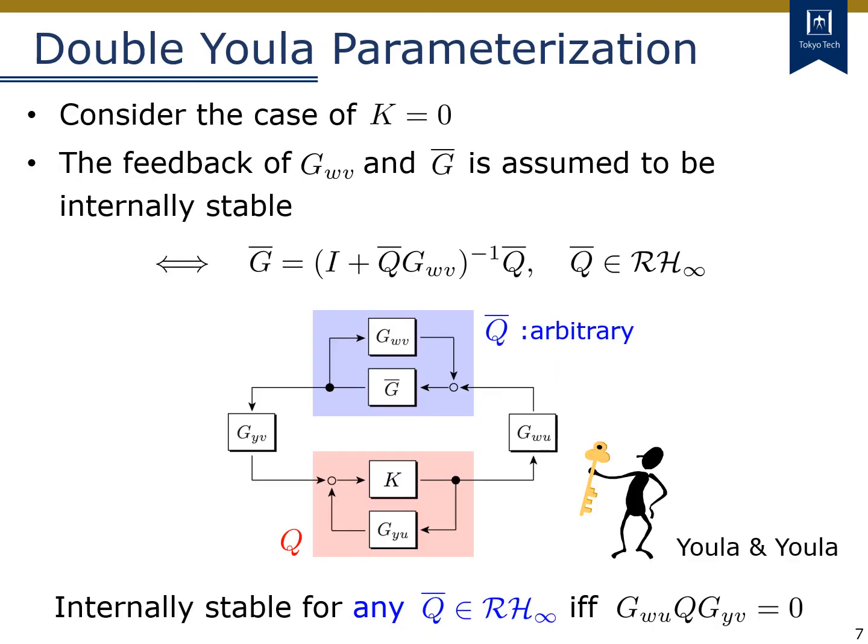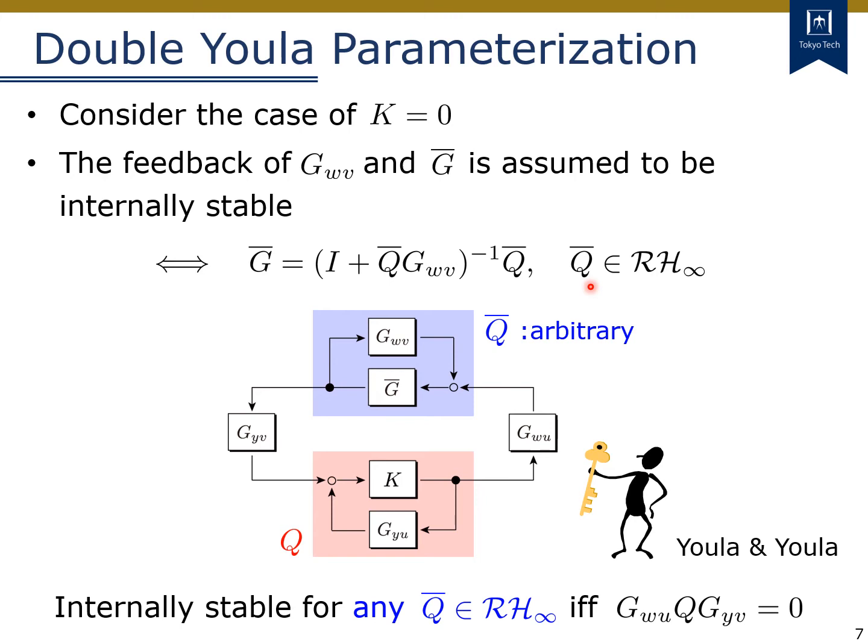Next, on the other hand, let's consider the case of K taken to be 0. This corresponds to considering the pre-existing system composed of GWV and G bar, which is assumed to be internally stable. This means that the environment G bar is a stabilizing controller for GWV. So, we can also perform the Youla parameterization of G bar like this, where Q bar denotes the Youla parameter of G bar.